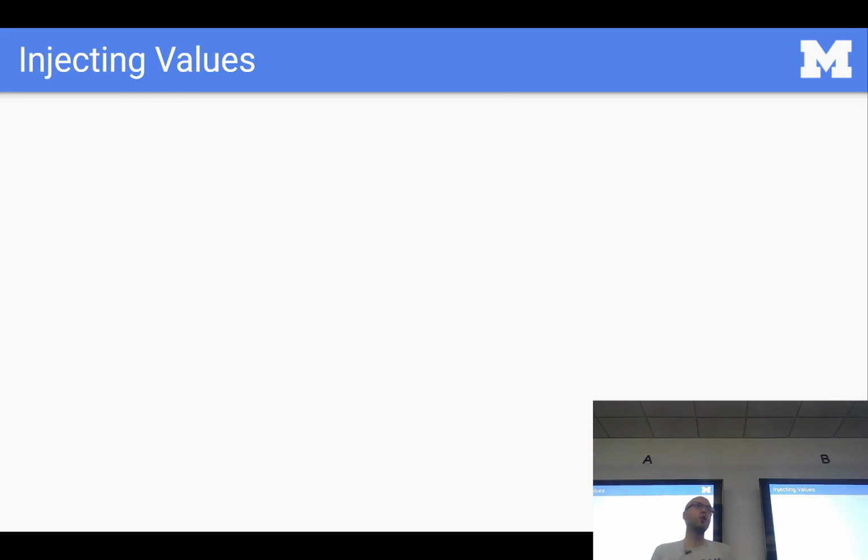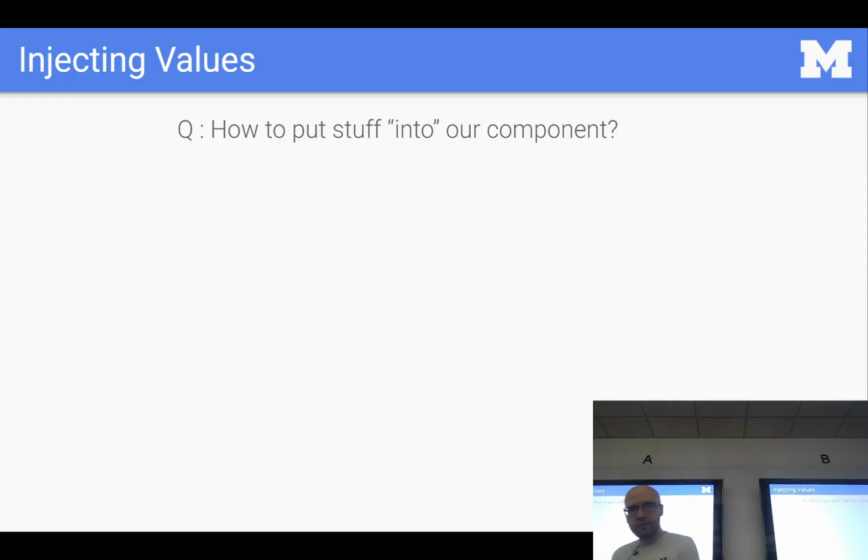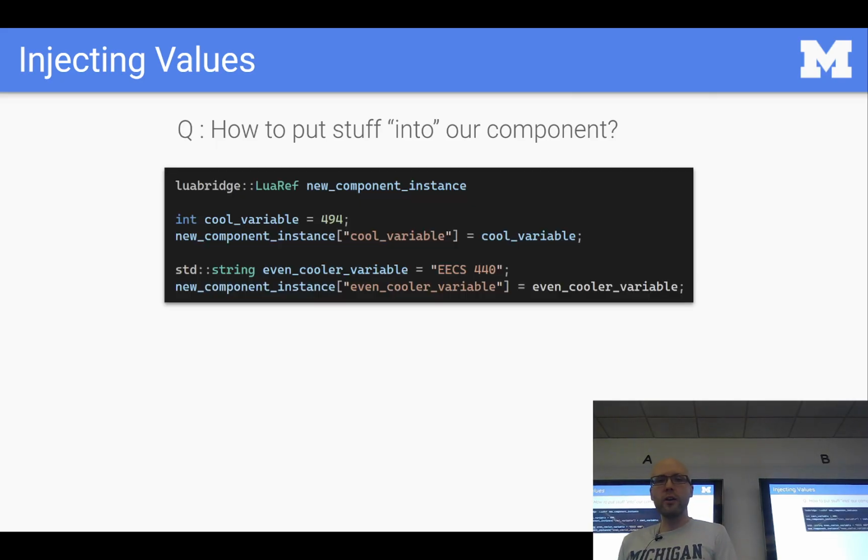So when it comes to Lua refs, right, we're in C++, we've got a Lua ref that represents a Lua table or a Lua function or whatever. Well, sometimes we want to edit a Lua table. We want to edit a component from C++, all right? How do we jam things into our components, into the world of Lua? Well, here's an example, okay? I don't think this is a super good example because new component instance isn't set up, so I don't think this is going to work. I don't think it's a table.